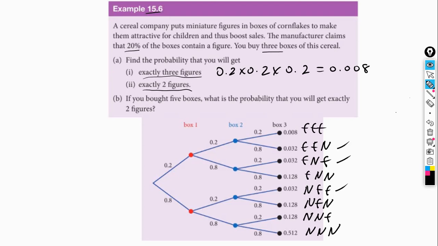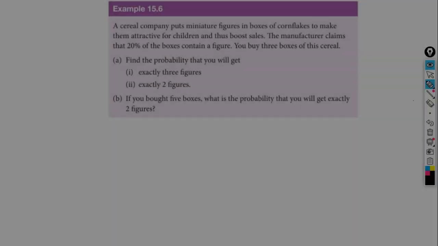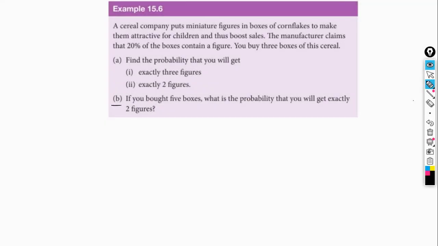So that would be 3 times 0.032, and this is going to give us 0.096.